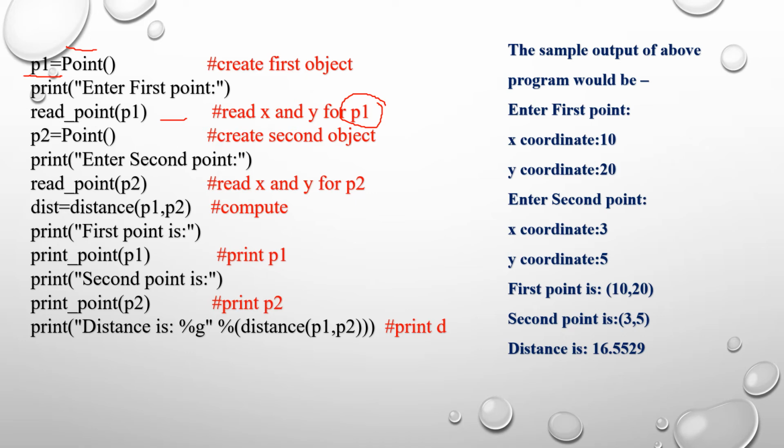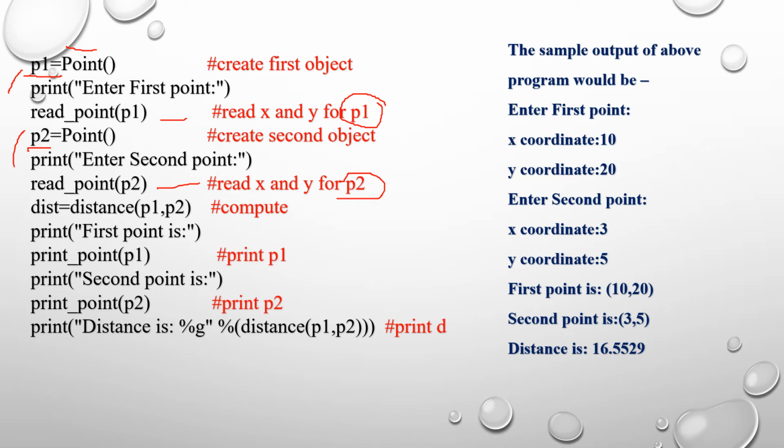So next object is p2. It's equal to Point. The print statement is "enter the second point", and the read statement is read_point of p2. So this will read the x and y for p2. So here I created the two objects. My first object is p1 and second object is p2. The p1 attributes are x and y, and the p2 attributes are x and y.